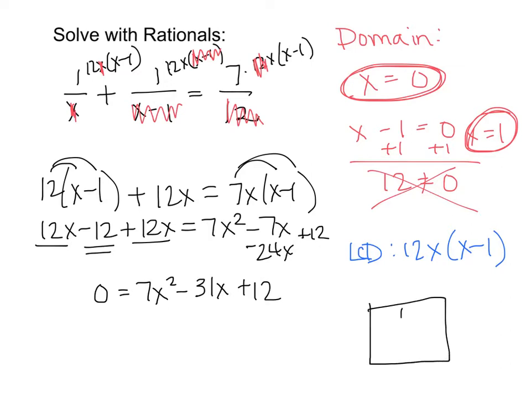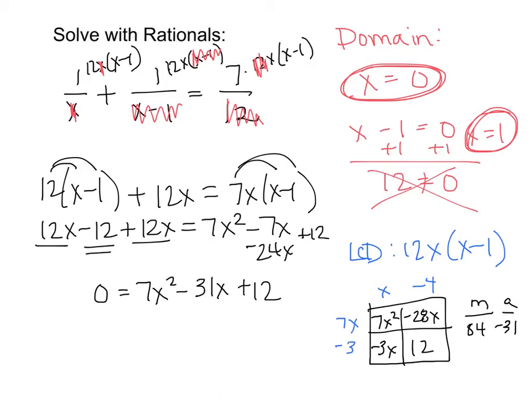I'm going to try to factor it. I could do quadratic formula, I could do completing the square, really anything I want, but I'm going to do this. So in this case, I actually need two numbers that multiply to 84 and add to negative 31. 84 comes from the 7 times the 12, which gives negative 28x and negative 3x. And when I factor all of that out and pull it out, I get (x minus 4)(7x minus 3).